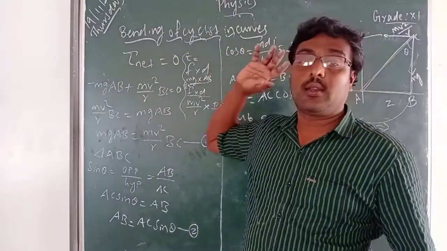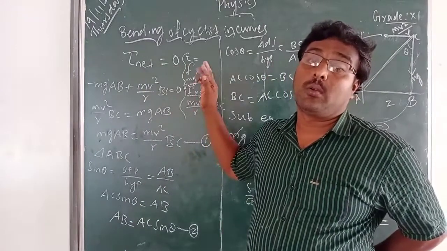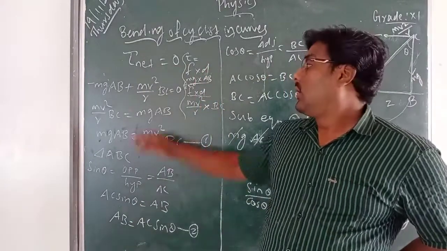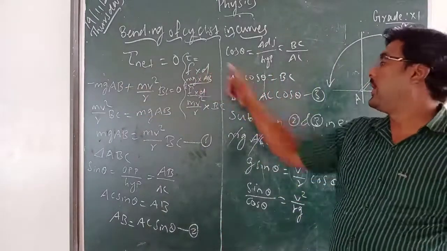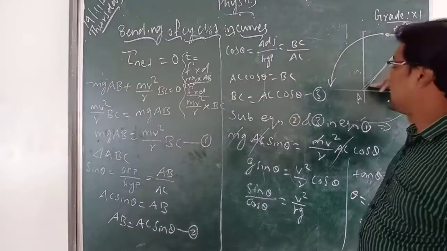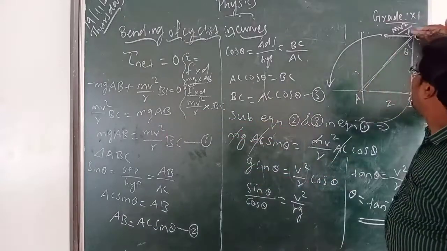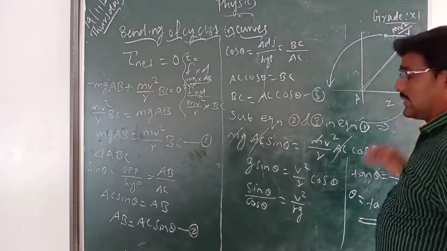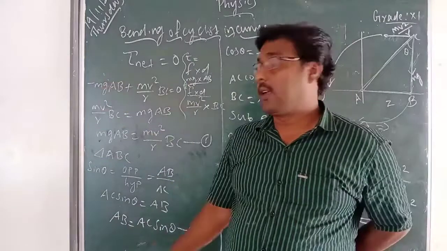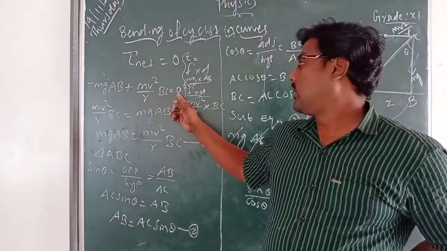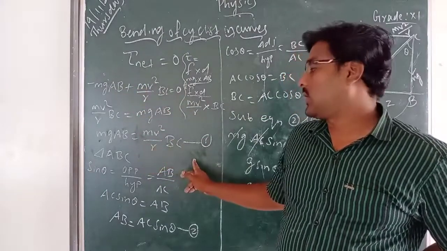Now for rotational equilibrium, the net torque is 0. Find the net torque using the formula F into D. So we get mg times AB: force is mg, distance is AB. Similarly, force is mv square by BC, distance is BC. One is clockwise and the other anticlockwise, so we use the minus. Then net torque equals 0. Rearranging, we get equation 1.